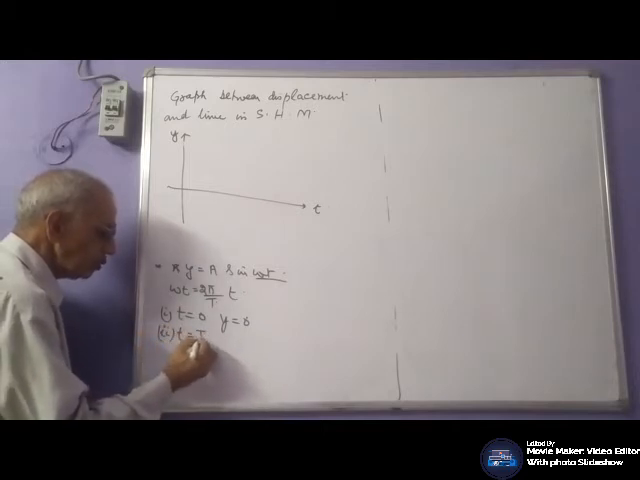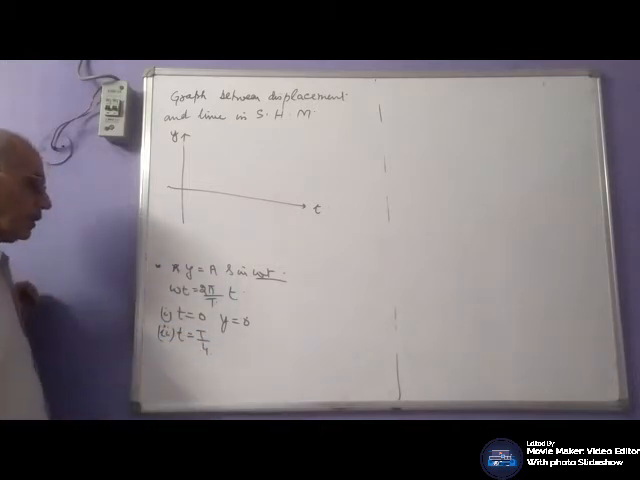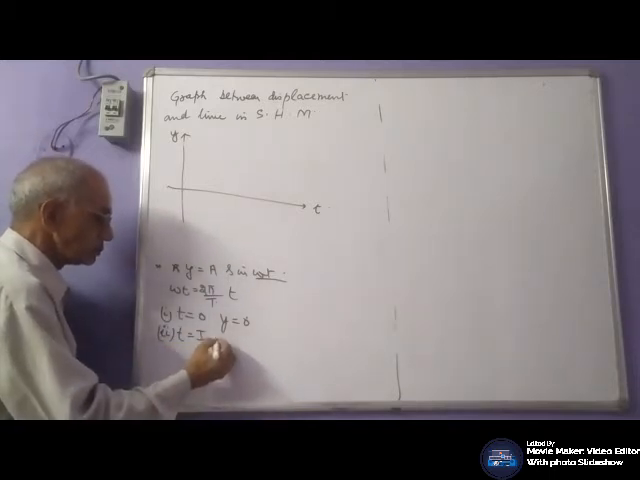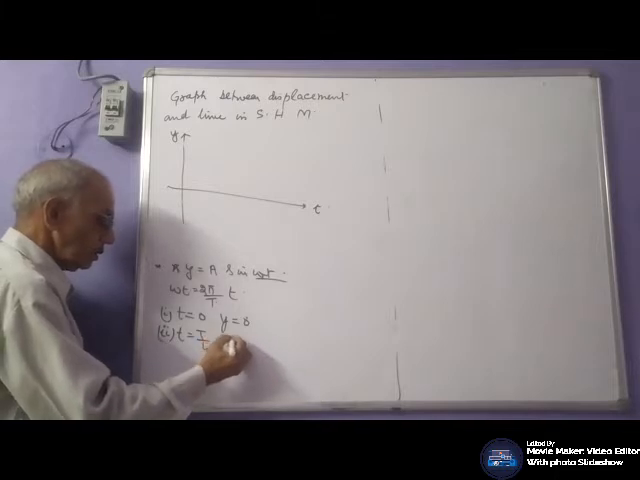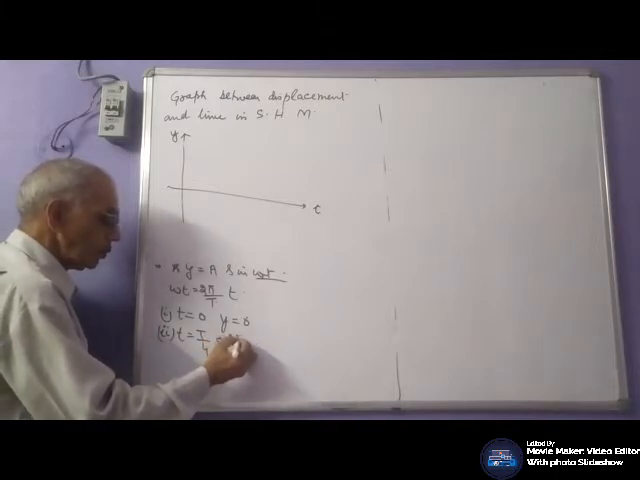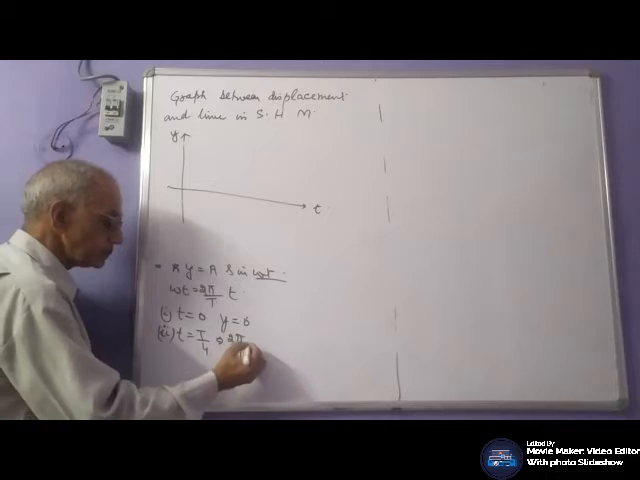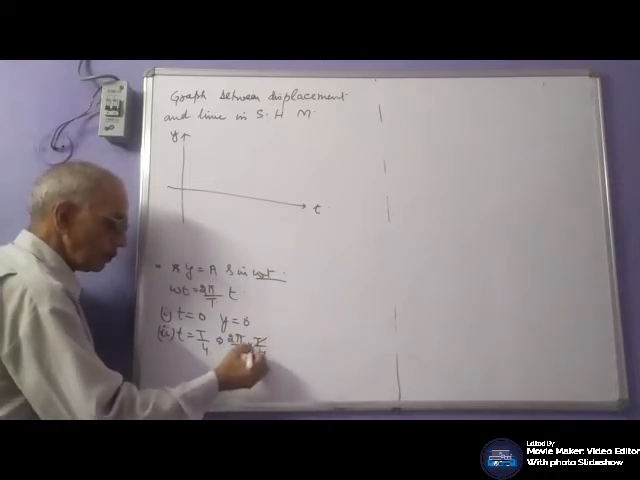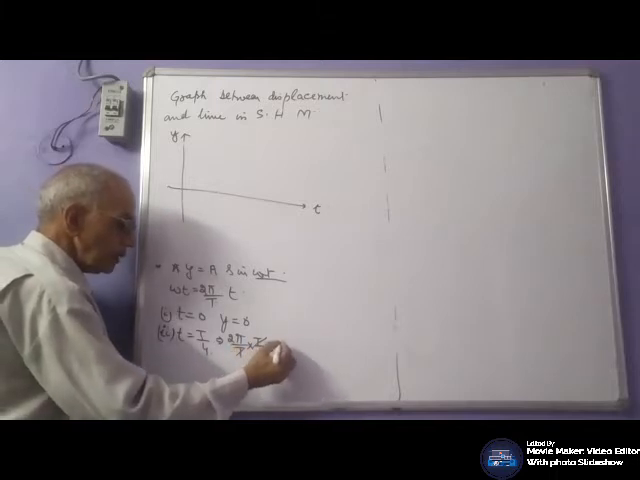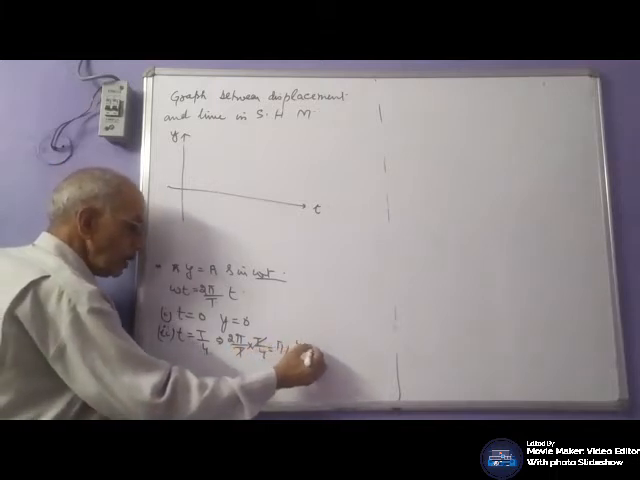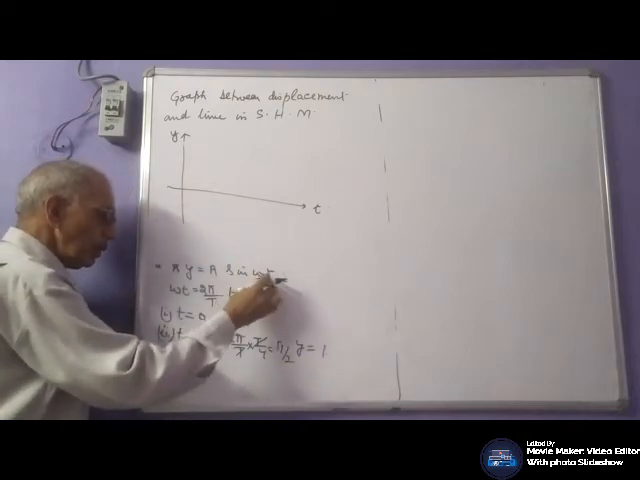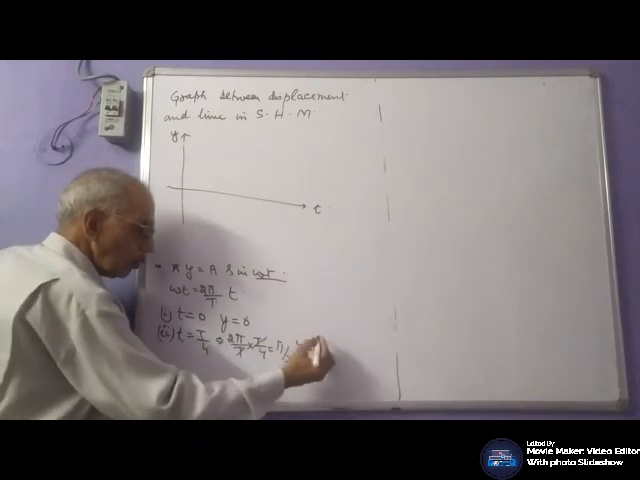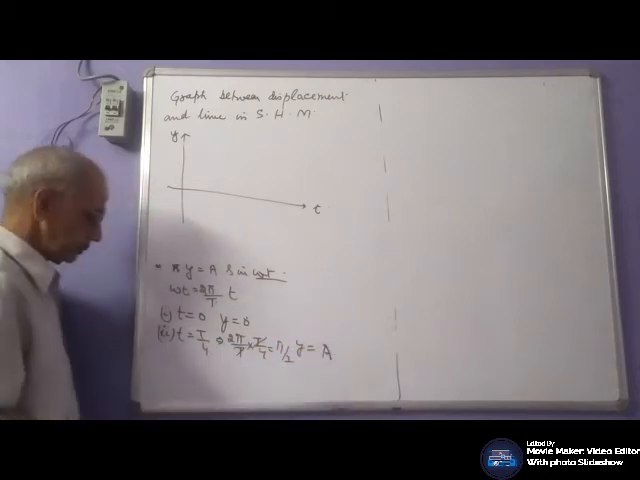Take t as T by 4, where capital T is the time period, time for one cycle. Then 2 pi by T into T by 4 is pi by 2, so y comes out to be 1. Here omega t is pi by 2, sine pi by 2 is 1. So y comes out to be A.